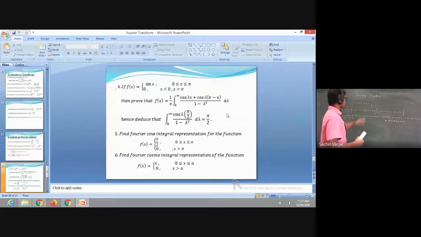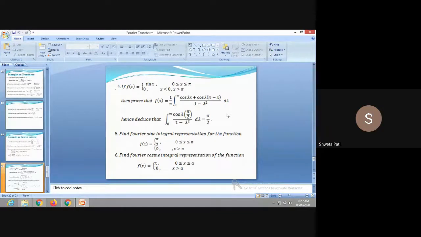All right. So I can merge these two terms. Cos of lambda pi cos lambda x plus sin lambda pi sin lambda x. This is the formula of what? Cos a cos b plus sin a sin b. Yes. Cos A cos B plus sin A sin B will be equal to cos of A plus B.